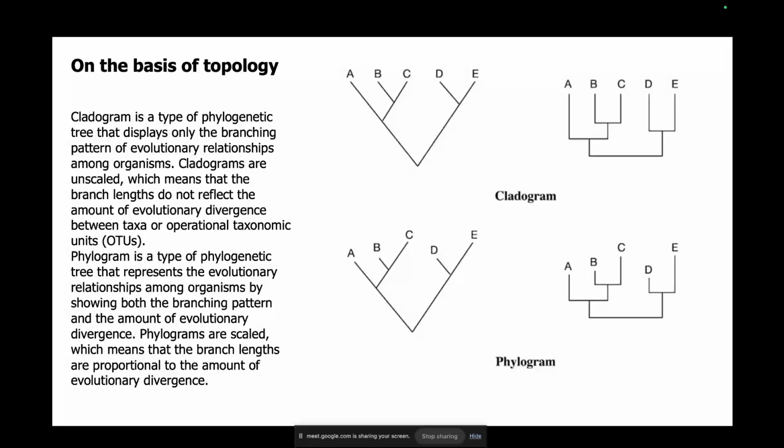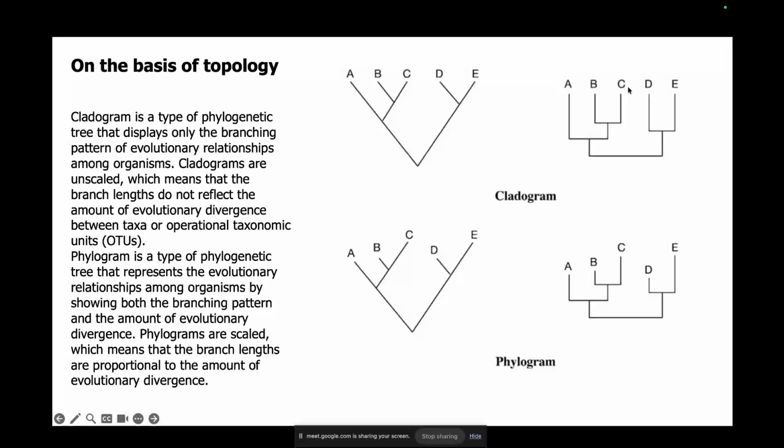Cladograms are unscaled, which means that the branch length will not tell you anything about the amount of evolutionary divergence between taxa. Basically, the length of this branch will not tell you how much DNA is separated, or this branch won't tell you how much B and E are separated.